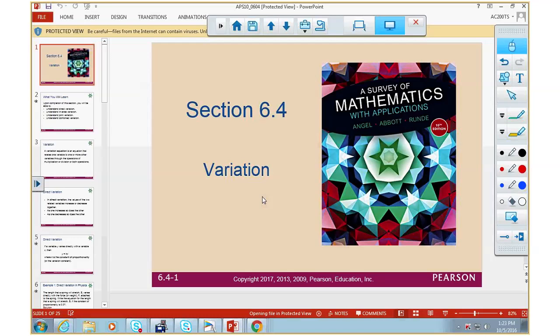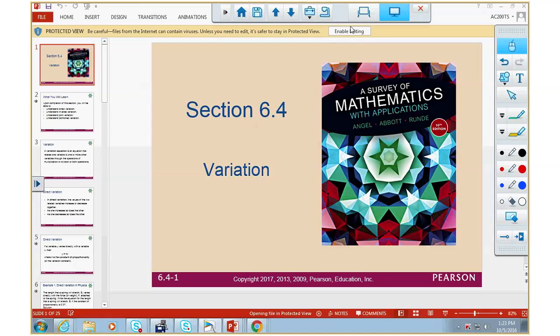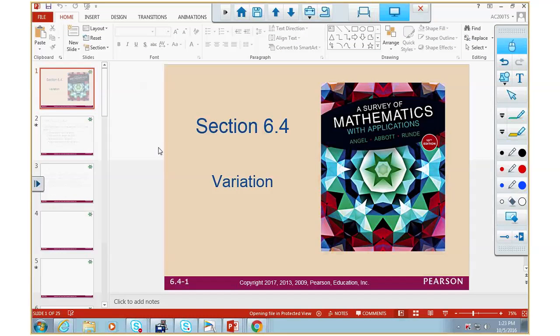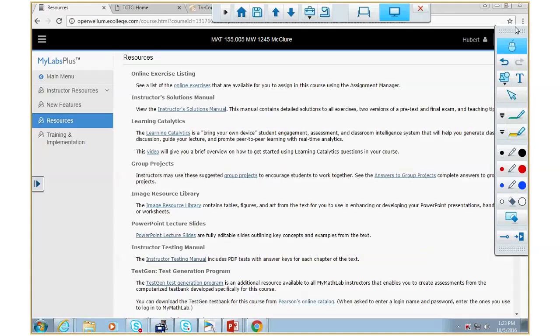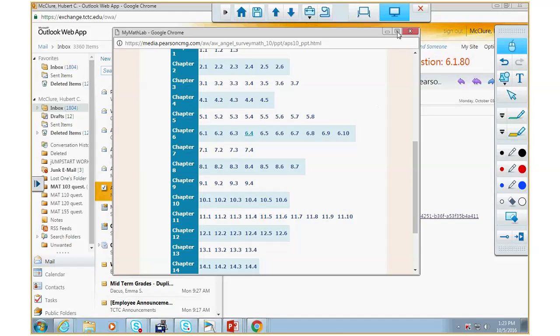Variation. Okay, we'll go over variation. I don't like variation, but we'll go over it. Before we go over it, I want to do something else.